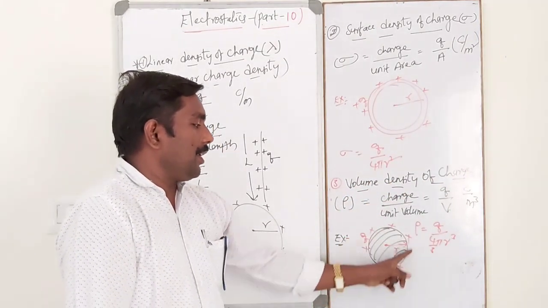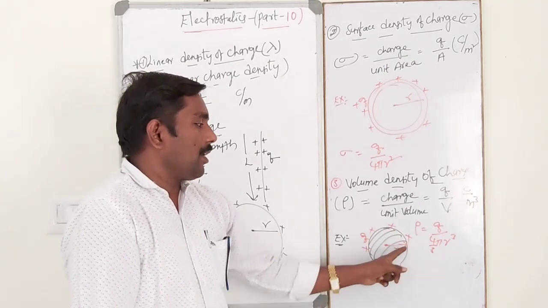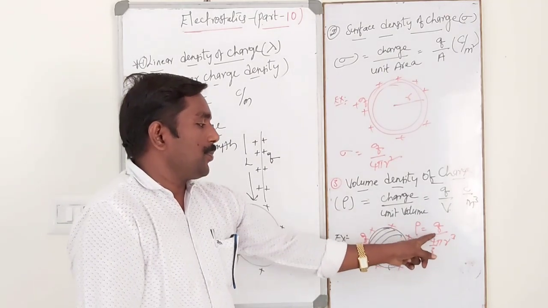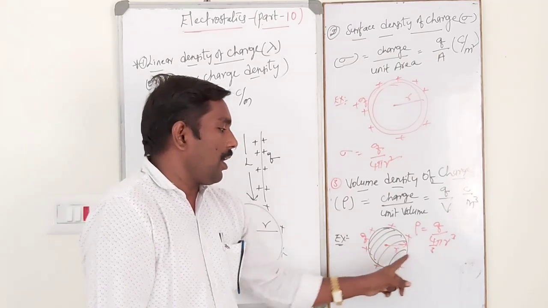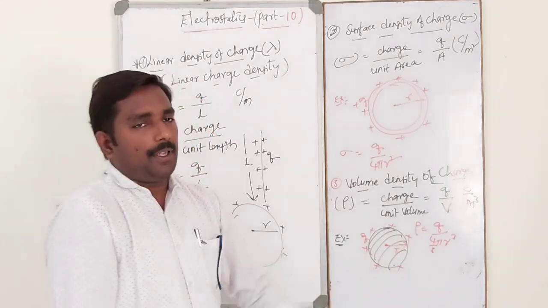Of course, let us consider a sphere. A positive charge will be accumulated on the sphere of radius r. So in this case, volume density of charge rho is equal to charge per unit volume, the volume of the sphere, like this, 4 by 3 pi r cube, where r is the radius of the sphere.